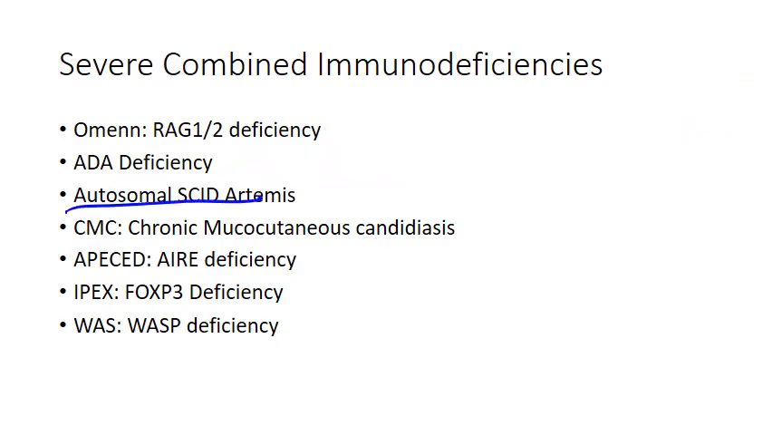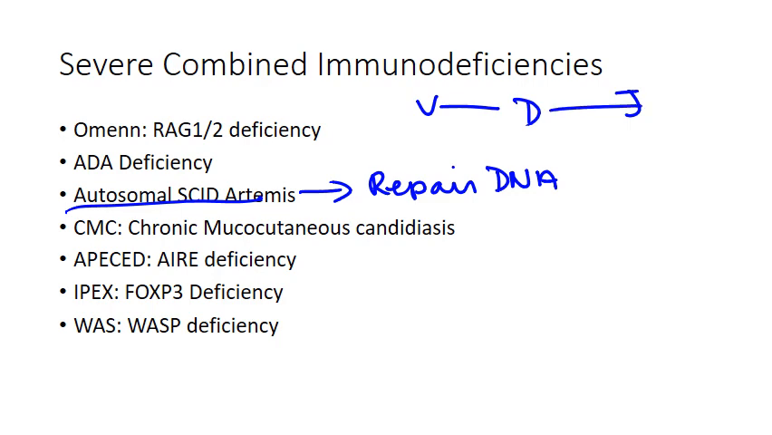Okay, autosomal recessive SCID Artemis. Well, that's the deficiency. Artemis is the protein. It's a protein in the pathway that mediates repair of DNA. So basically, in this case, we can't repair the DNA that we break. So when we're doing those V, D, and J recombinations, we made cuts, right? So we make a cut here, we make a cut here, we make a cut here. If you want to make these three come together like this, you're going to have to repair the DNA to make them be a correct reading frame.